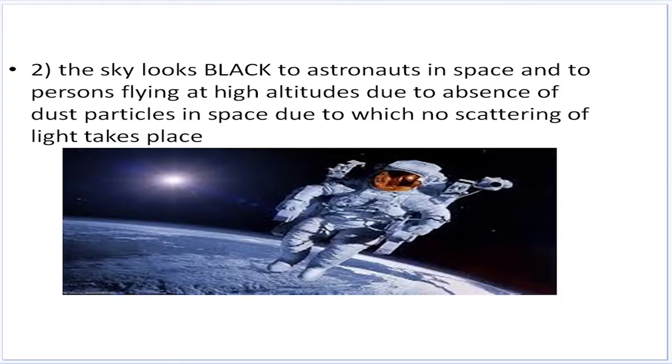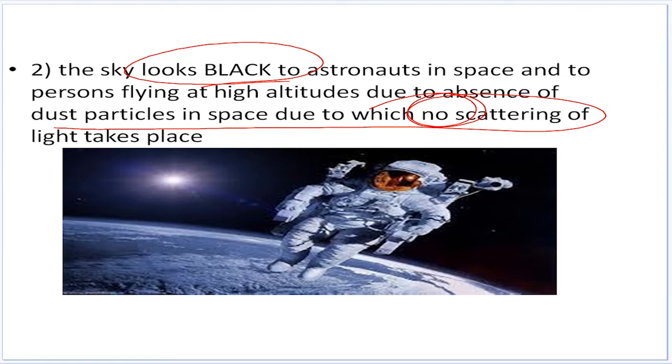But if there are no air molecules and dust particles, we will find the sky looks absolutely black. So if a person is flying at very high altitudes, for example in an aeroplane, or for example an astronaut in space, if he is on the moon and looks at the sky, he will find the sky looks completely black because of the absence of dust particles in space, because of which no scattering takes place.